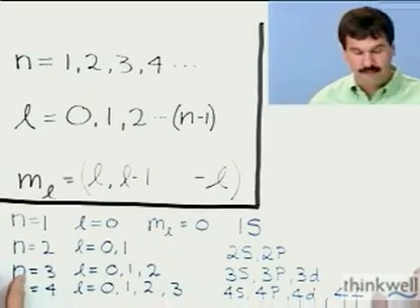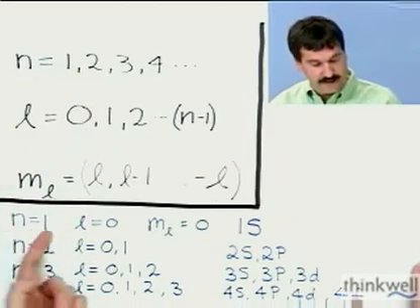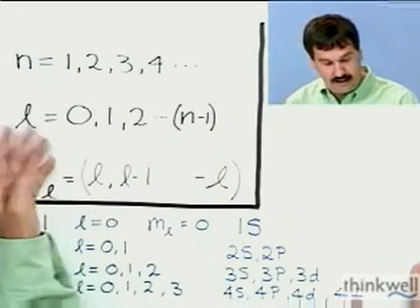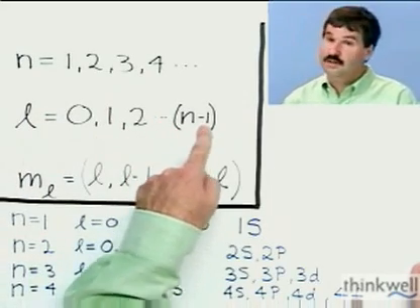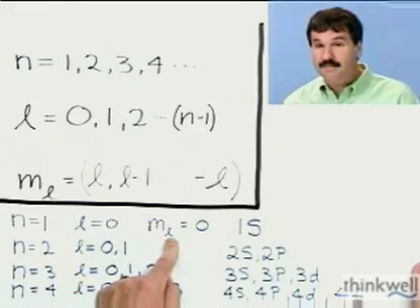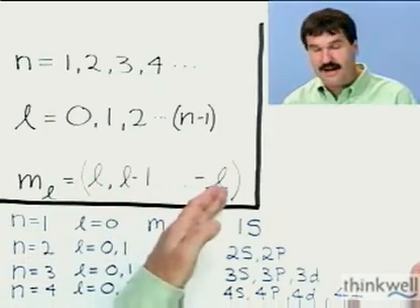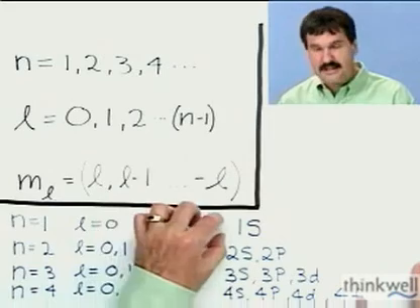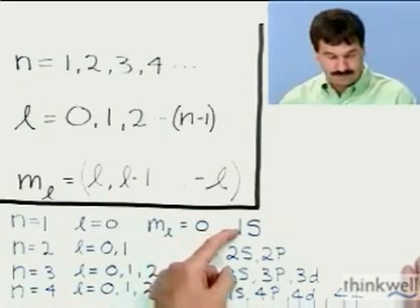So how does this work in practice? Well, let's take the simplest case of n equals 1. If n is equal to 1, then our requirement for L is that it's anywhere between 0 and 1 minus 1, or 0. So the value for L then must be 0. Our value for m sub L must also be 0, because it can only range from L to minus L, and in this case, again, L is 0. And so we have one unique state corresponding to n equals 1. That's the orbital we called 1s.